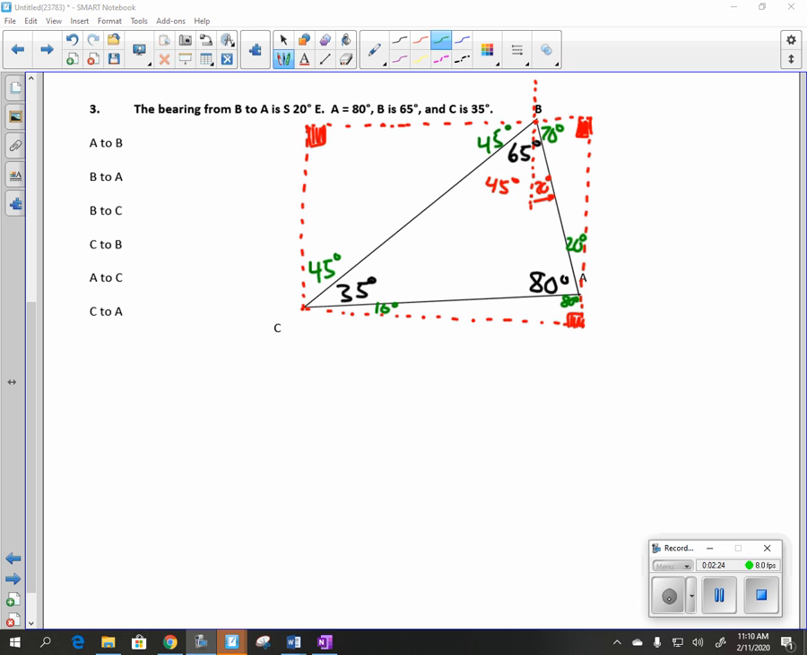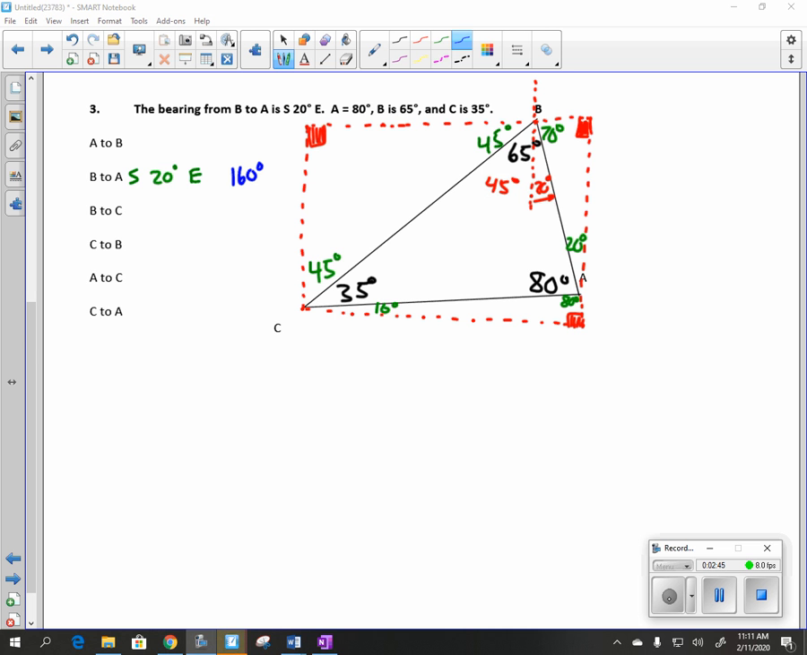We know that the bearing from B to A is south 20 degrees to the east. Let's write a numerical bearing. Do I do 20 degrees ahead of 180 or 20 degrees back of 180? So that's 160 degrees. I'm sitting at B.